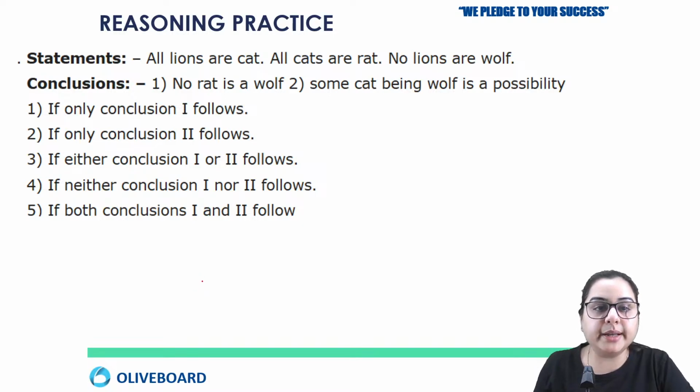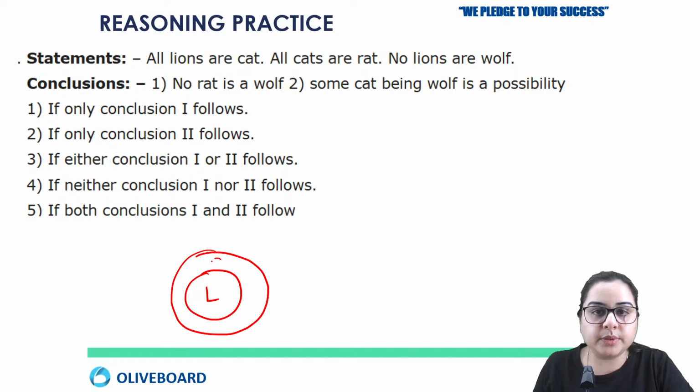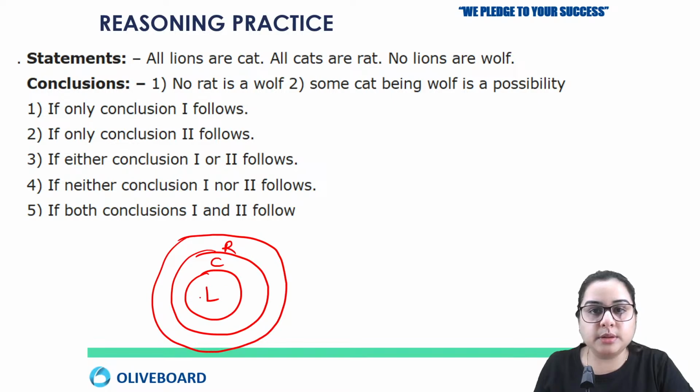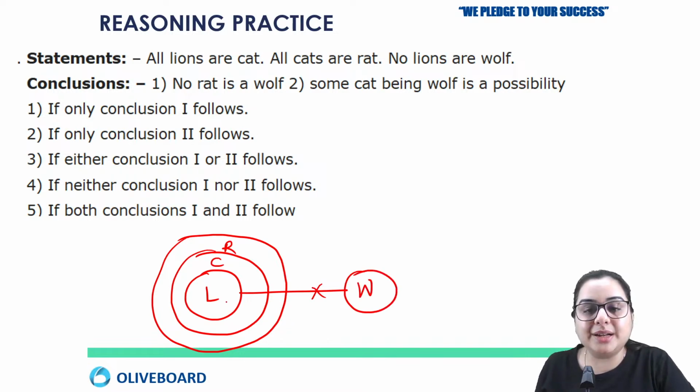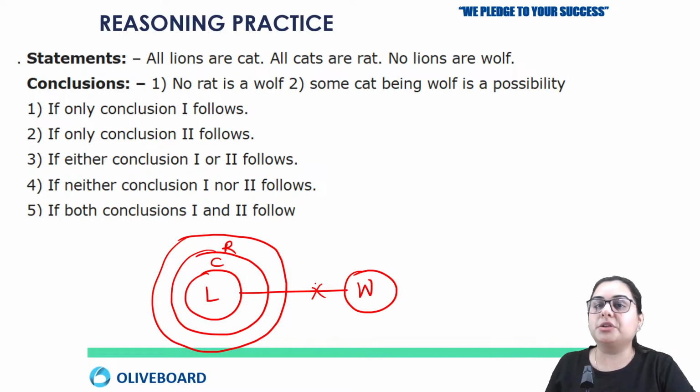Now let's make the diagram. All lions are cat. All cat are rat. And no lions are wolf. No lions are wolf. So this is what it means. So with lion, wolf have a negative relation, but with cats and rats, wolf have a doubtful relation.